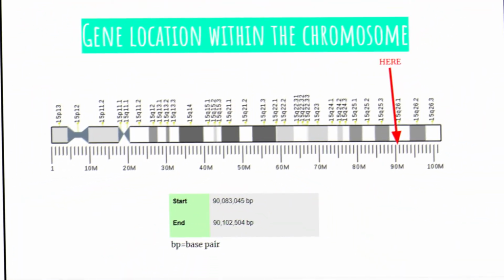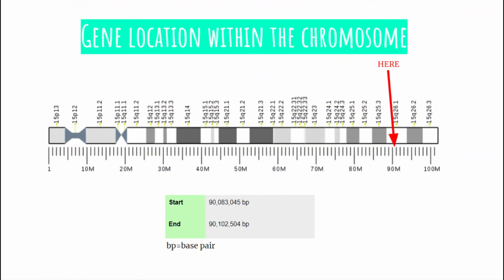In this picture, you can see the chromosome 15 represented and where the gene is located within the chromosome. There's an interesting fact about chromosome 15, and it's that it represents between 3 and 3.5% of the total DNA in the cells.